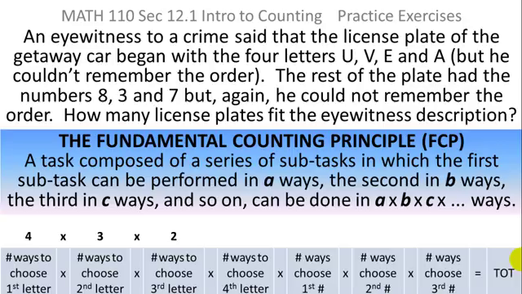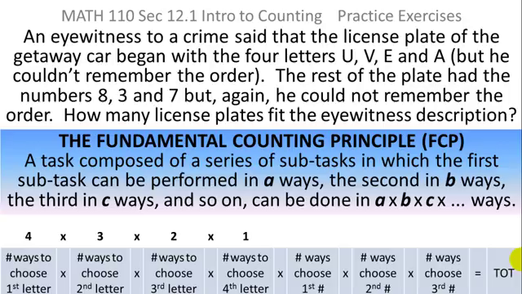And then the third letter, if you've already used the first two, there are only two left, and if you use the first three, there's only one left to choose for the last one. So you know the letters U, V, E, and A are in there, so that means they can't be repeated, and since you can't repeat them, they count down by one each time. Then you look at the numbers.